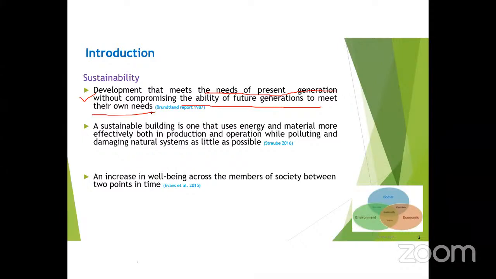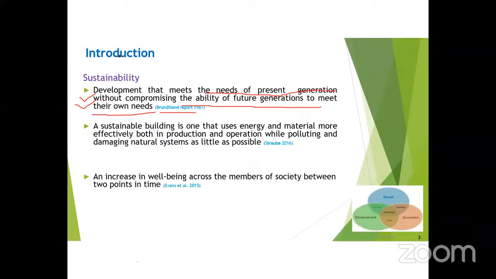We have to see how the development will take place, and that should not hamper the basic needs of the future generation. A very good definition of sustainable development, and that is reported in the Brundtland Report 1987. That's the basic definition taken. You can see the National Building Code Chapter 11. In that also, our National Building Code defines sustainability in the same definition, in line with the Brundtland Report.